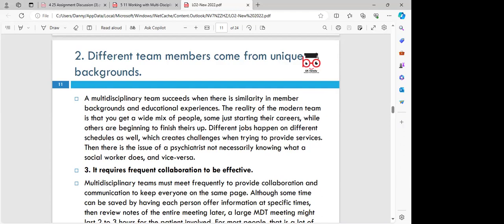So let's read something. It says the MDT succeeds when there's similarity in member backgrounds and educational experiences. The reality of the modern team is that you get a wide mix of people. Some just starting their careers, which is true, while others are beginning to finish theirs, pensioners. Different jobs happen on different schedules as well, which creates challenges when trying to provide a service. Then there is an issue of psychiatrists not necessarily knowing what a social worker does. I hope you understand where it's coming from.